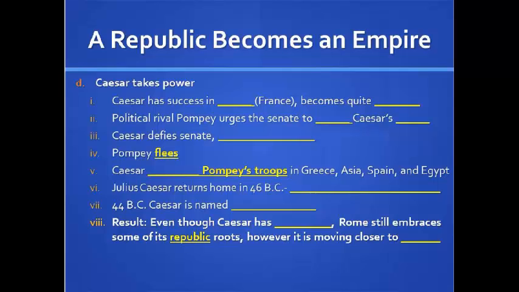Only 2 years later, in 44 BC, Caesar is named dictator for life. Even though Caesar has total control, Rome still embraces some of its republican roots. However, it is moving closer to empire. So here we see Caesar, the first dictator of Rome, the beginning of the transition from the Republic of Rome to the dictatorship of Rome, or the empire of Rome.